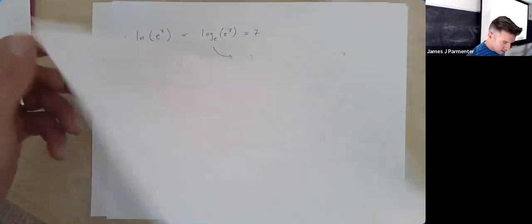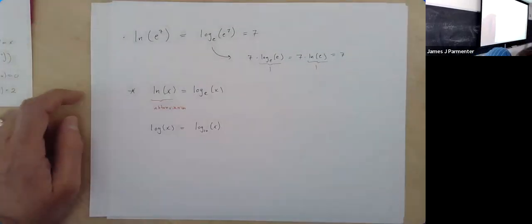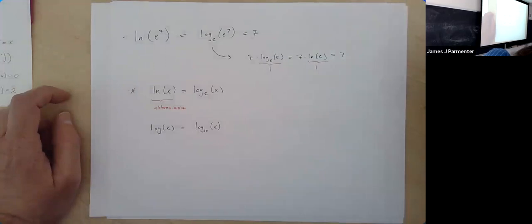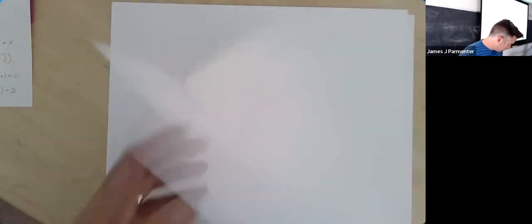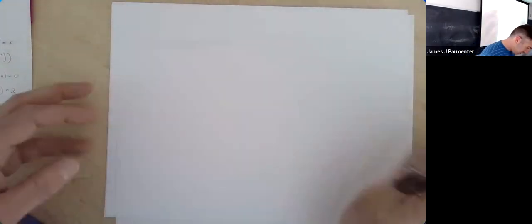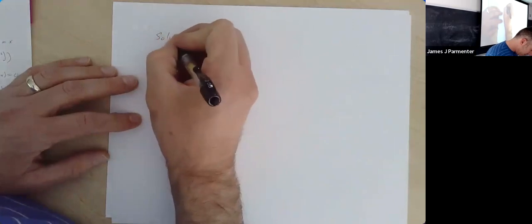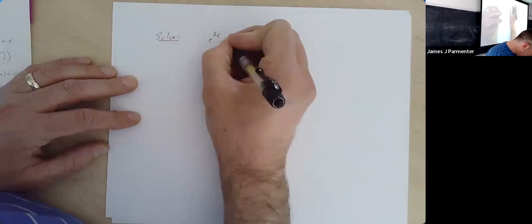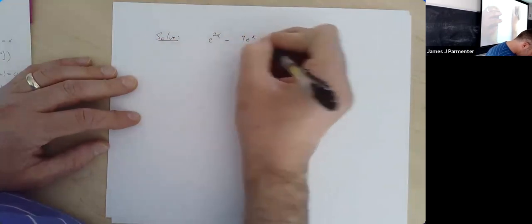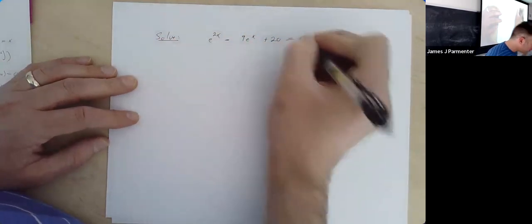Okay, let's see here. I feel like there was one other thing I wanted to make sure I hit on before we get going here, but we're almost out of time. Oh yeah, let's look at this one more interesting equation. Let's say we had something like, sure, I want to solve e to the 2x minus 9 e to the x plus 20 equal to 0.